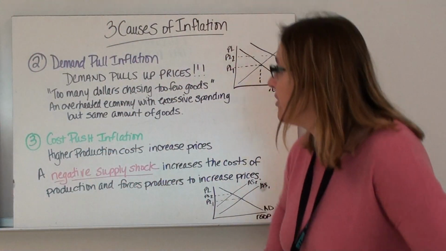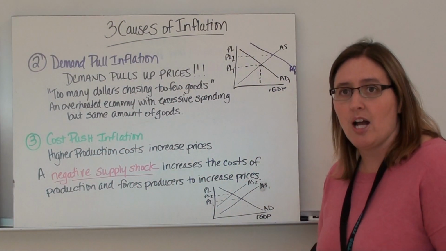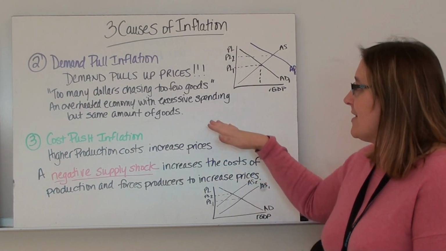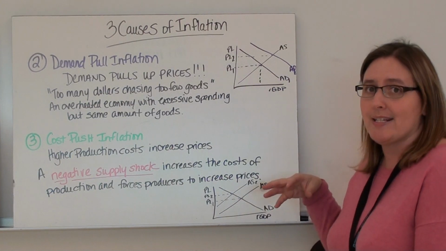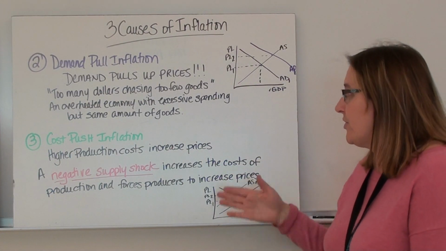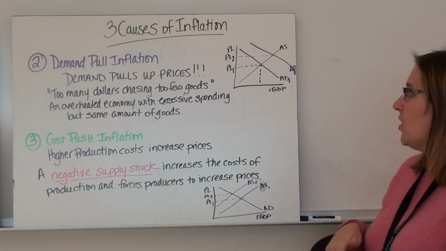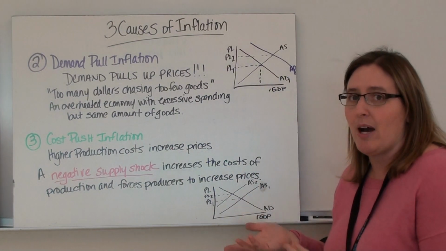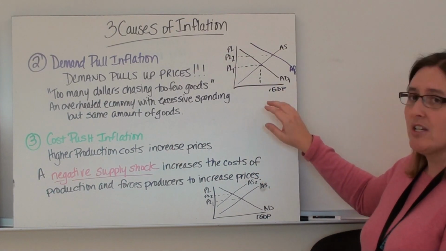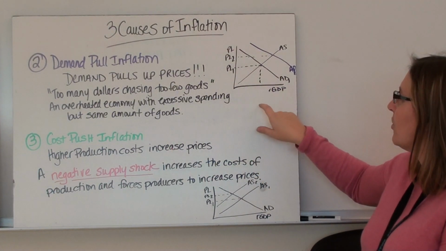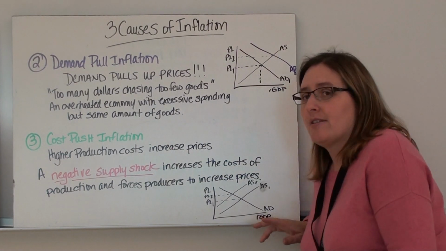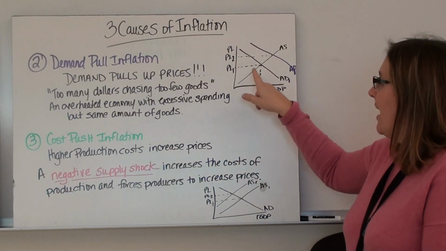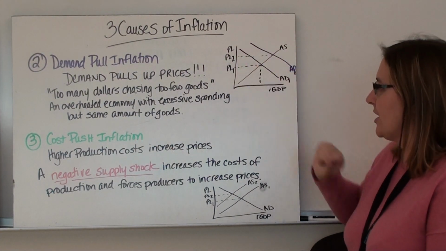All right. The other 2 causes of inflation. So number 1 reason why inflation happens, the government prints money. Number 2 is demand-pull inflation. And all that means is that when demand rises, that pulls the prices up. There's too many dollars chasing too few goods. An overheated economy will cause excessive spending, but there's the same amount of goods out there, so prices are going to drive up. So this right here is a graph showing the supply and demand of everything in the economy. We call it aggregate supply and aggregate demand, and if we increase demand, prices are going to go up.